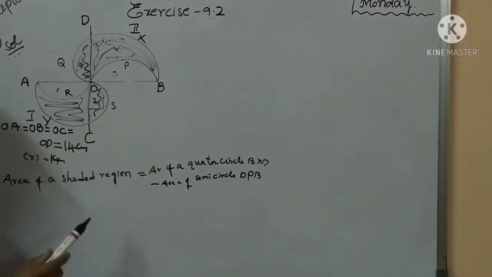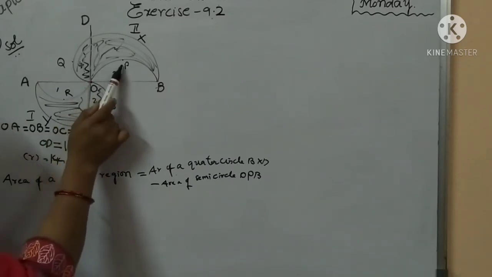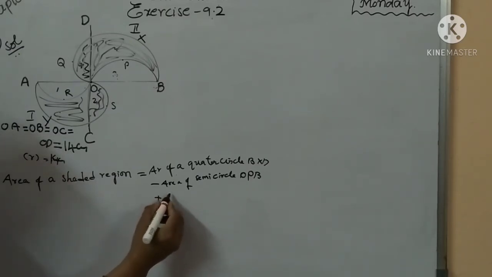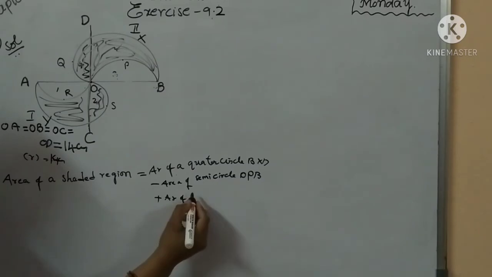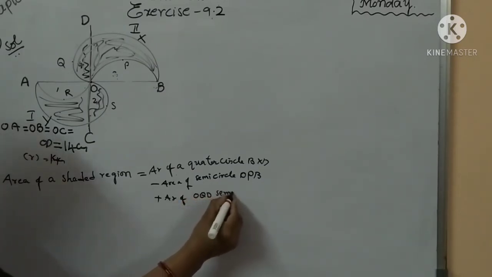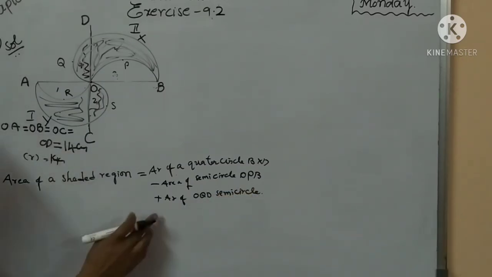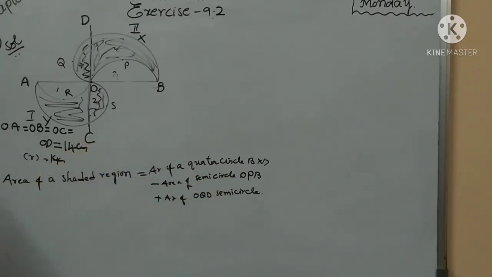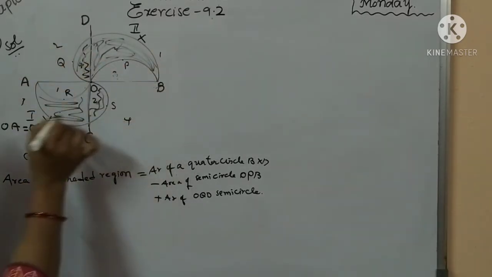So then I will write here minus the part. Area of OPB is a semicircle. Okay, next plus area of OQD semicircle, because of adding here. Area of OQD is a semicircle. Next one here, the third part.